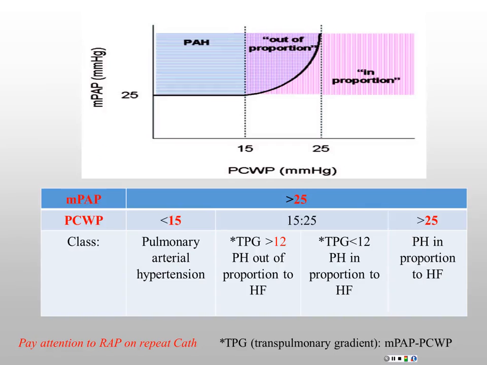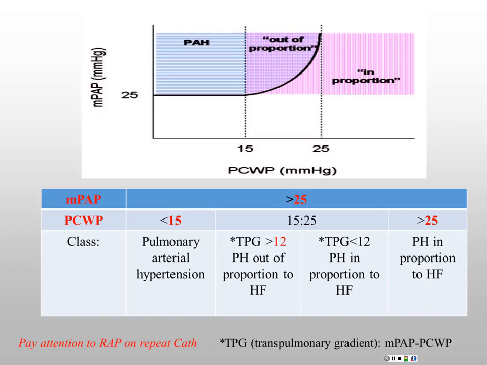This graph is important, and these numbers are important as well. We'll do the heart cath and give you the report. A mean pulmonary artery pressure above 25 qualifies for pulmonary hypertension. We also mention capillary wedge pressure in the report. If your capillary wedge pressure is less than 15, this is pulmonary arterial hypertension. If your capillary wedge pressure is more than 25, this reflects a picture of heart failure, which is group 2, with venous pulmonary hypertension secondary to heart disease.